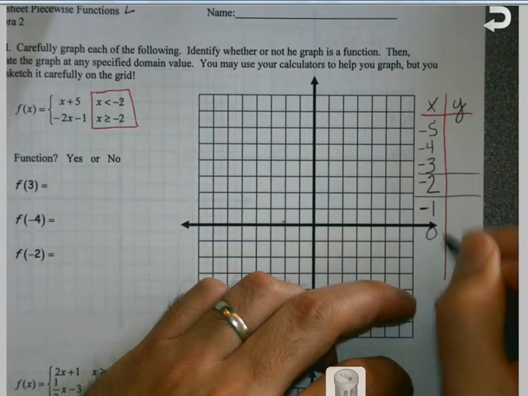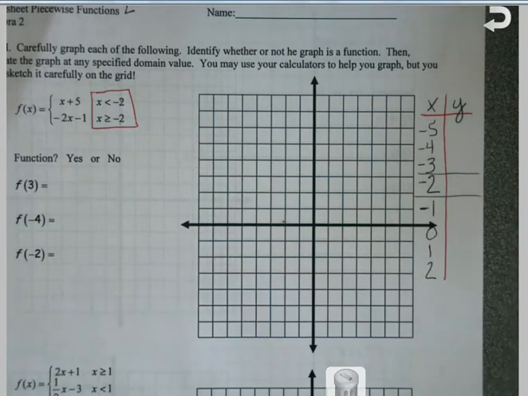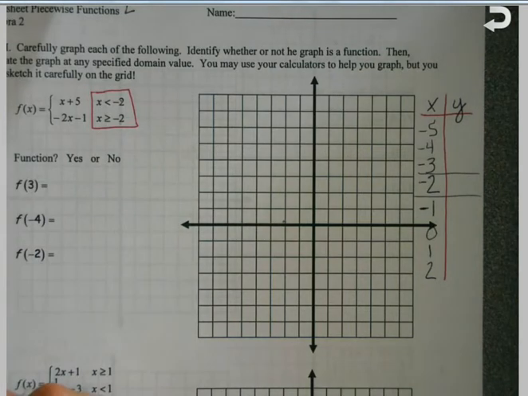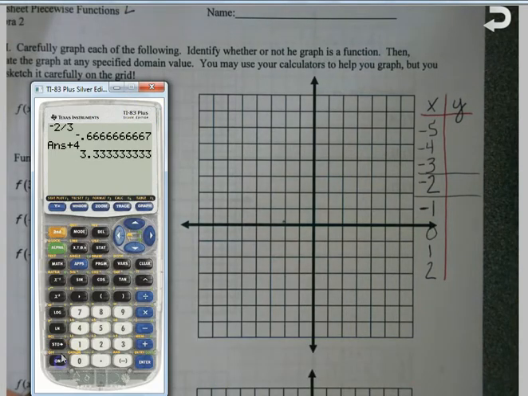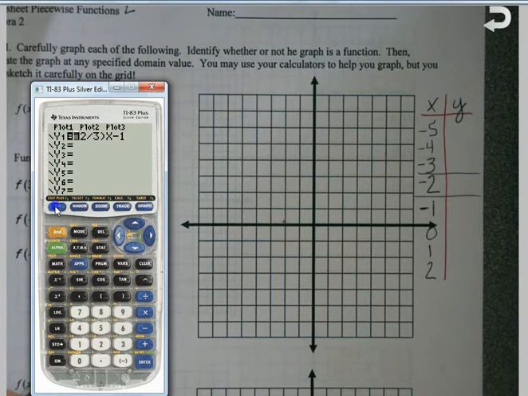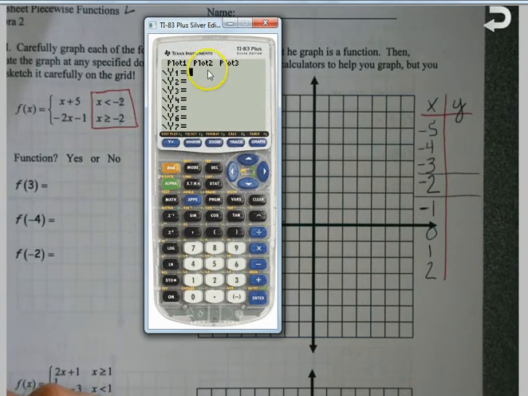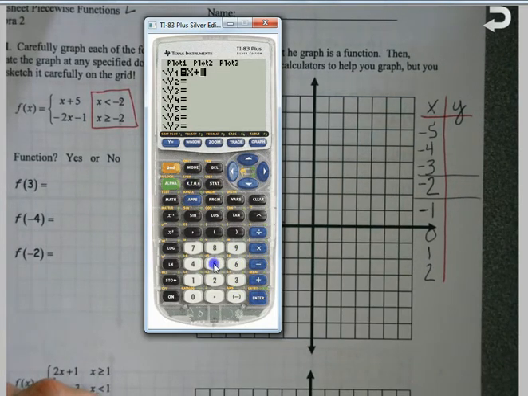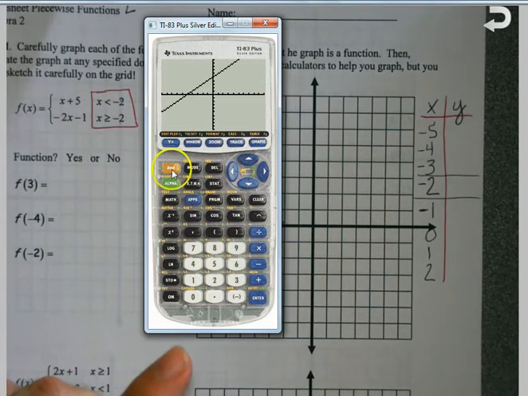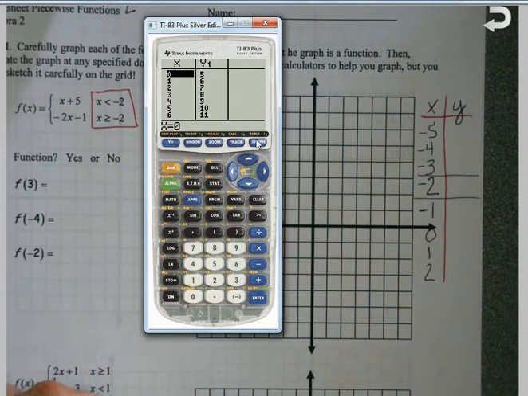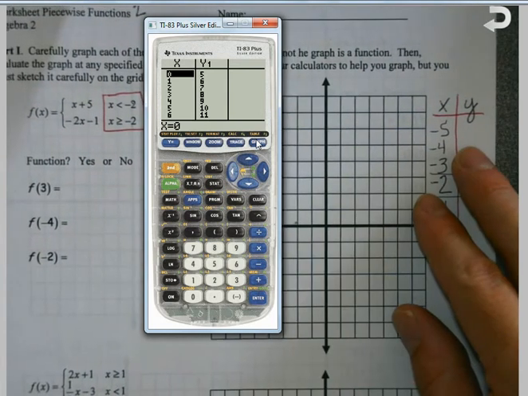Now, here's the part I'm going to have to pay a little closer attention to, because I don't have to find all these values for both of them. So for instance, let's get our calculator up here and working. Here's how this goes. I'm going to type in my first equation, x plus 5, and I know what that looks like on a graph. There it goes.